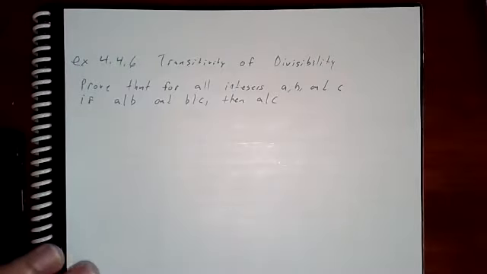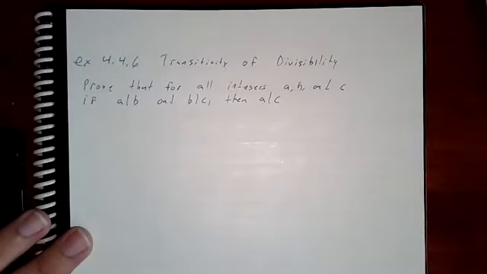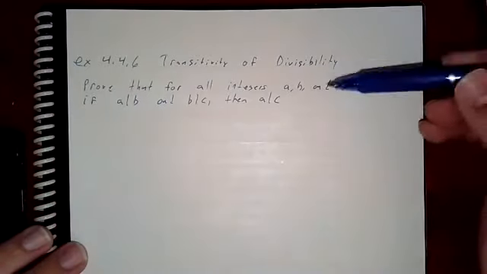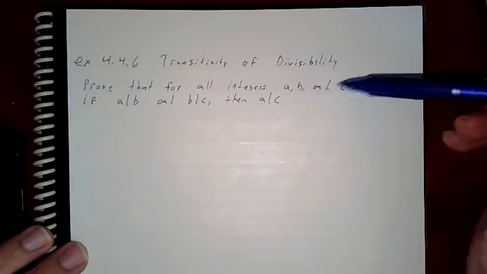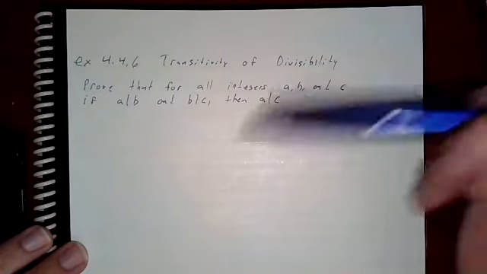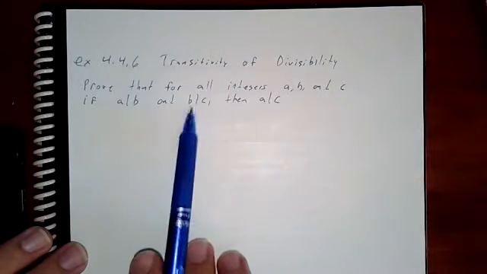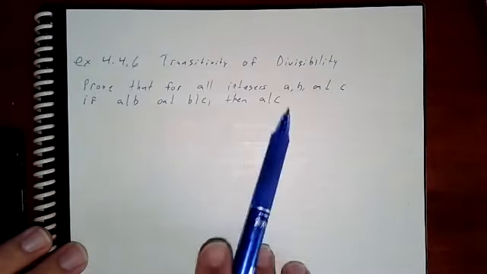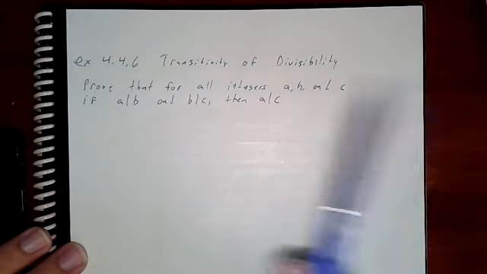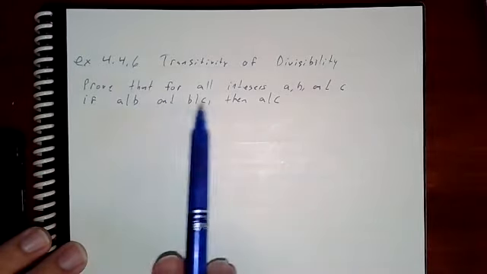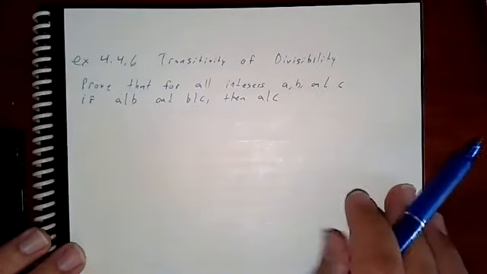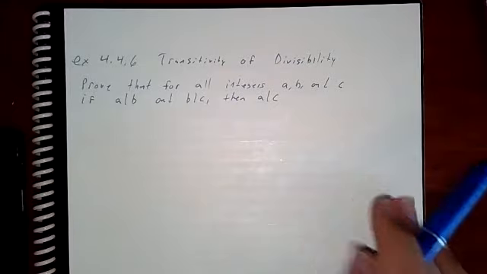Okay, let's do a proof here. Transitivity of divisibility. So prove that for all integers a, b, and c, if a divides b and b divides c, then a divides c. So transitivity, right? So this is divisible into this one, and this goes into that one, then this one also goes into this one. So just using the definition, it should come right out.